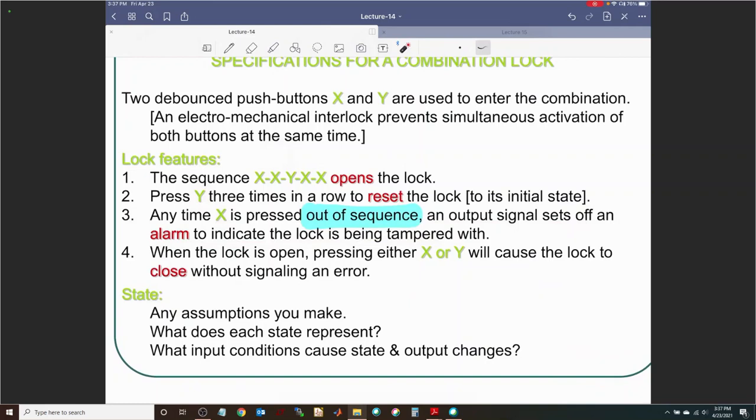Fourth feature, when the lock is open, pressing either X or Y will cause the lock to close without signaling an error.